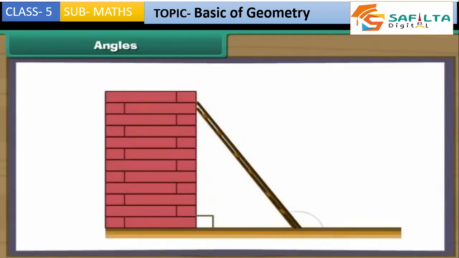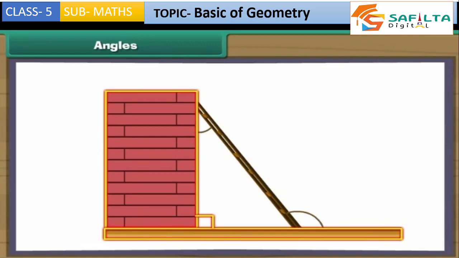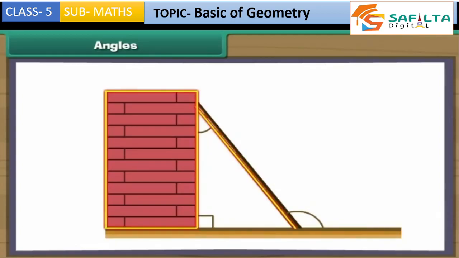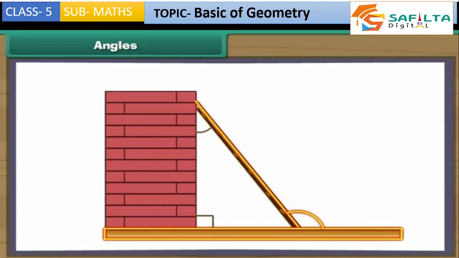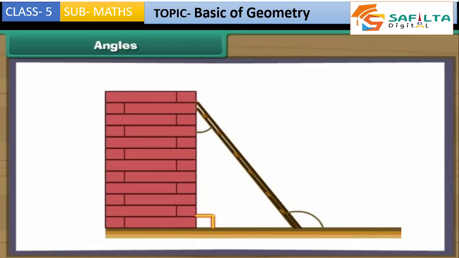Look at this scene. In this, a ladder is standing with the wall. Let us look at 3 angles. First, the angle which the wall makes with the ground. Second, the angle which the ladder makes with the wall. Third, the angle which the ladder makes with the ground. Let us begin with the angle that the wall makes with the ground. The ground acts as the base and the wall as the vertical line.